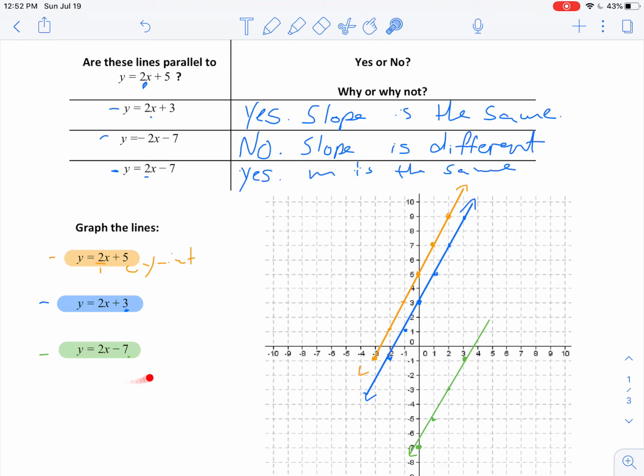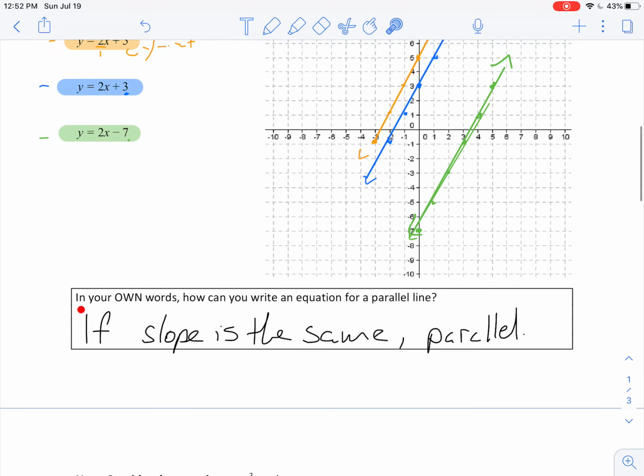Then our third one we have, y equals 2x minus 7. Well, my minus 7 is my y-intercept, so I stated it down here, and the slope is the same. So up 2 over 1, and I could keep going up 2 over 1 all the way through. That line didn't graph very well. There, that's a little bit better. Either way, we know that all three of these lines have the same slope. Therefore, when we plot them on the graph, we can see that they run parallel to each other. So in our own words, how can we write an equation of a parallel line? If the slope is the same, it is parallel.